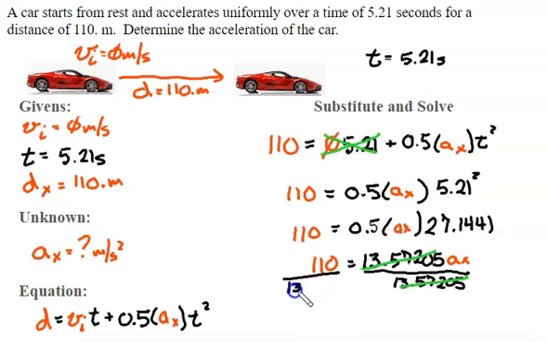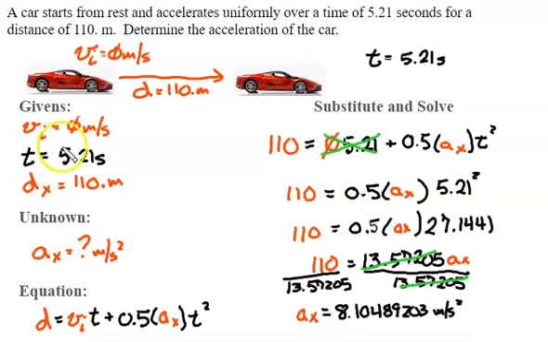So 13.57205. And when you do the math, you get an acceleration in the x of, calculator number says, 8.1048.9203 meters per second squared.